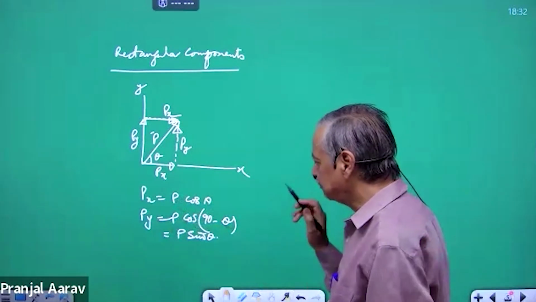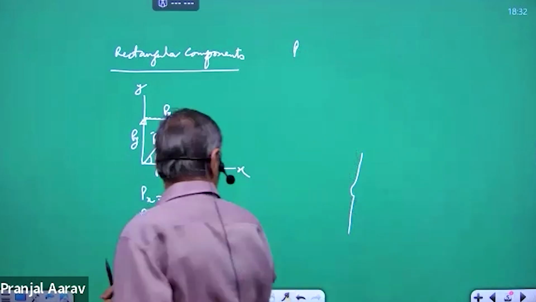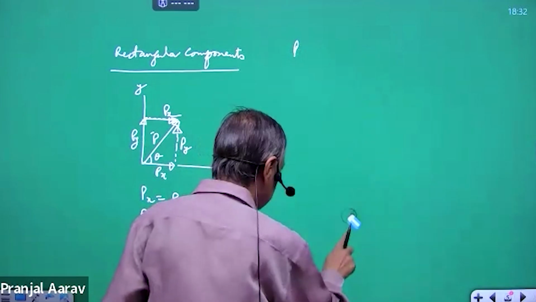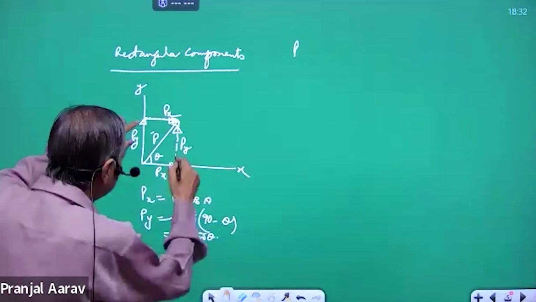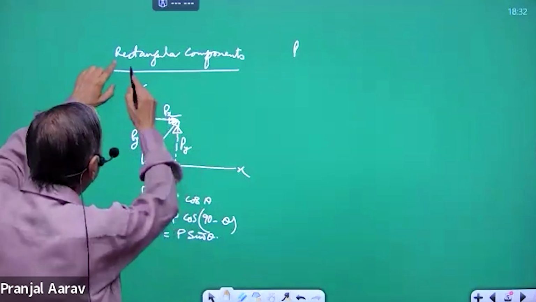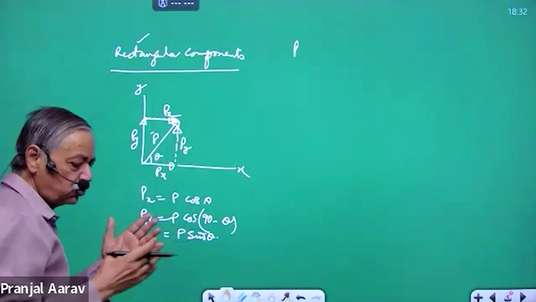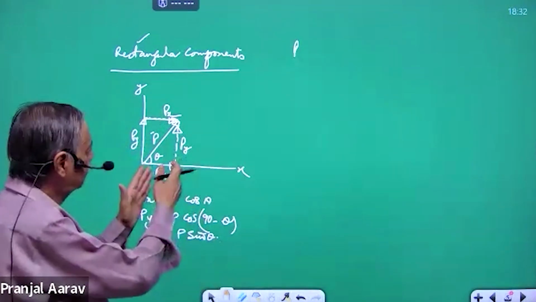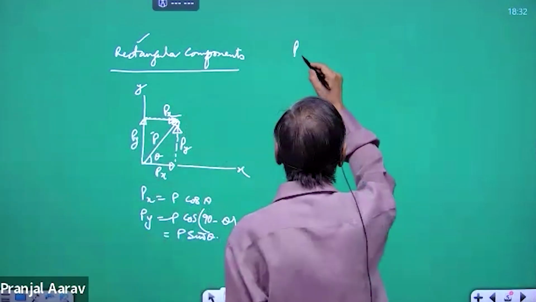Px and Py, they are called rectangular components. Why rectangular? Why they are called rectangular? See, they are making a rectangle like this. So we are saying rectangular component. Rectangular components means there are two components. These two components are perpendicular to each other.